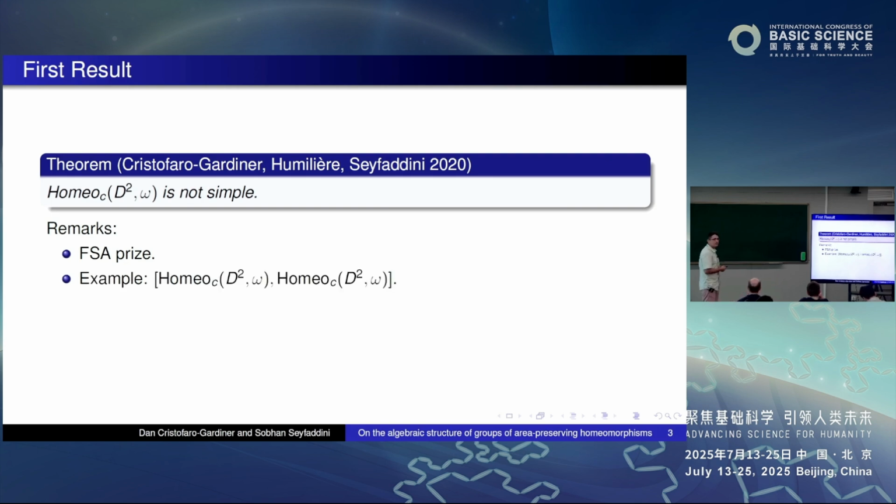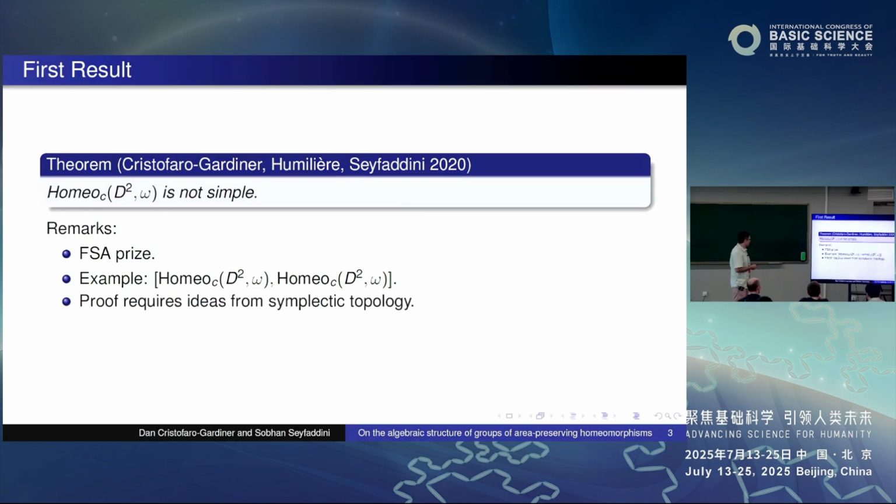And I can give you an example right off the bat. It turns out that the commutator subgroup, so the group formed by taking products of commutators, is a proper normal subgroup. It's not obvious that that's a proper normal subgroup, but this turns out to be a consequence of our work. And we'll see later on why this is the case.